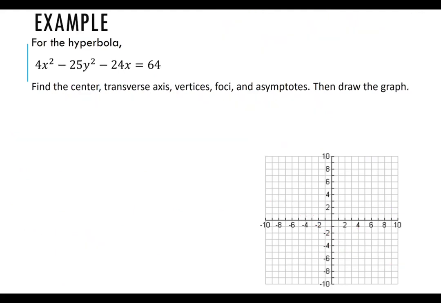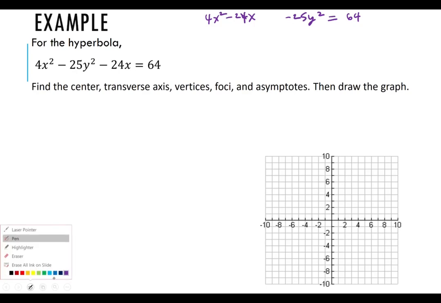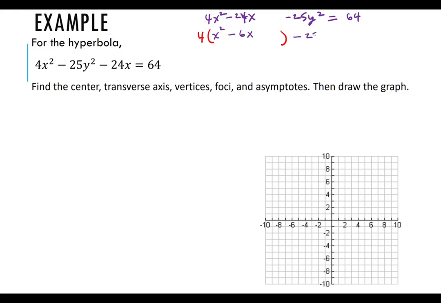Alright, so let's try it with this hyperbola. Same idea, we're just going to have to complete the square first. So this is 4x squared minus 24x, leave some space, minus 25y squared. There's no other y stuff, so this is then just equal to 64. But do be careful because we do have to factor out the leading coefficient, and so this is going to be 4 times, well, factoring out that 4 leaves us with x squared minus 6x, leave some space, minus 25y squared is equal to 64.